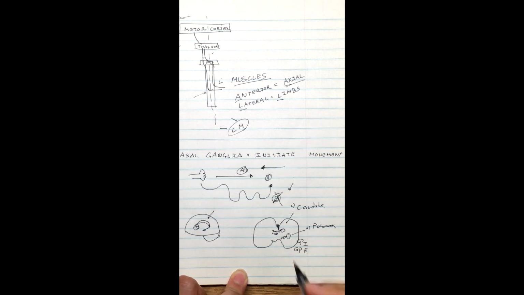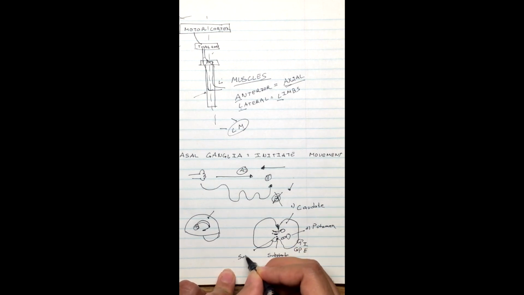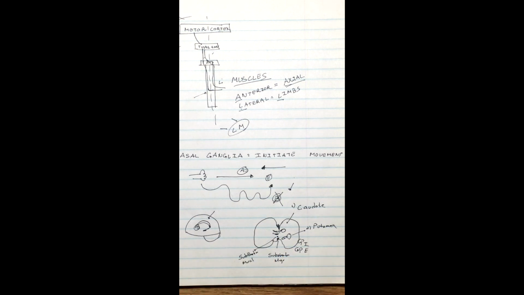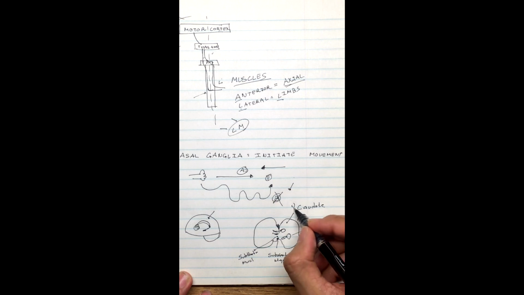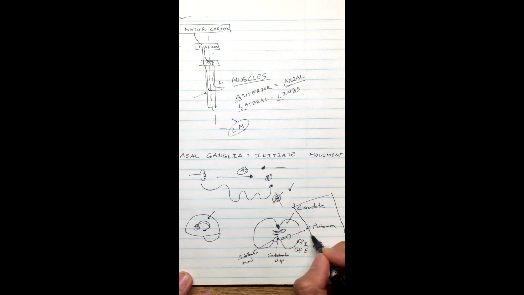There are two other structures. One is the substantia nigra, as well as the subthalamic nuclei. I know this is not a good picture, but if you look in the slides, the main things that you have to know are the caudate, the putamen, the two sections of the globus pallidus, the substantia nigra, and the subthalamic nuclei. And one of the first things you'll see is we actually group the caudate and putamen together, and we call that the striatum.